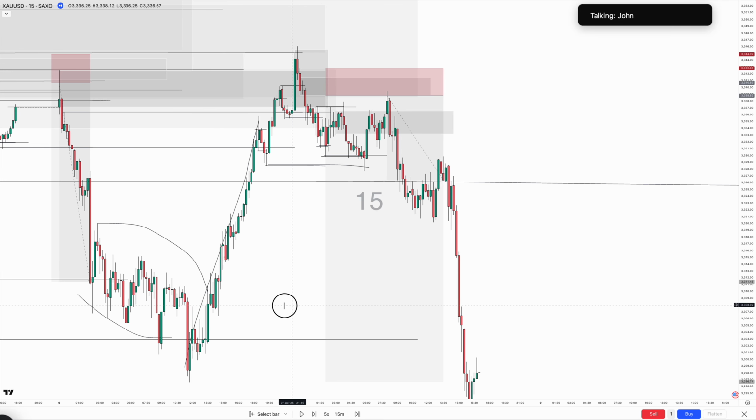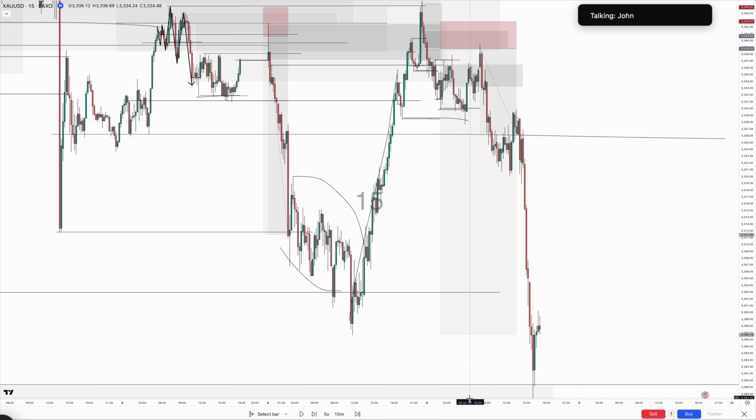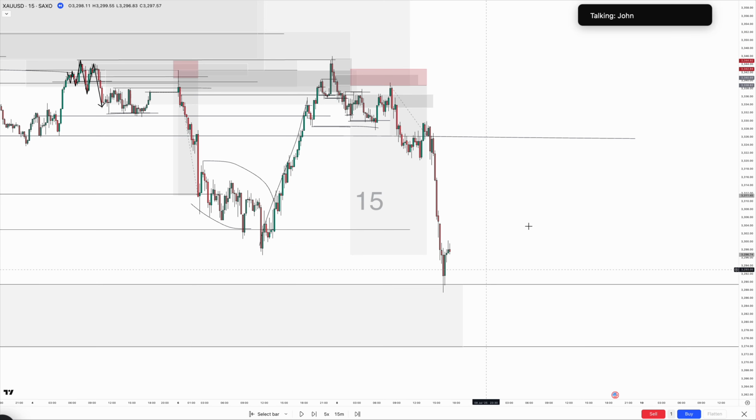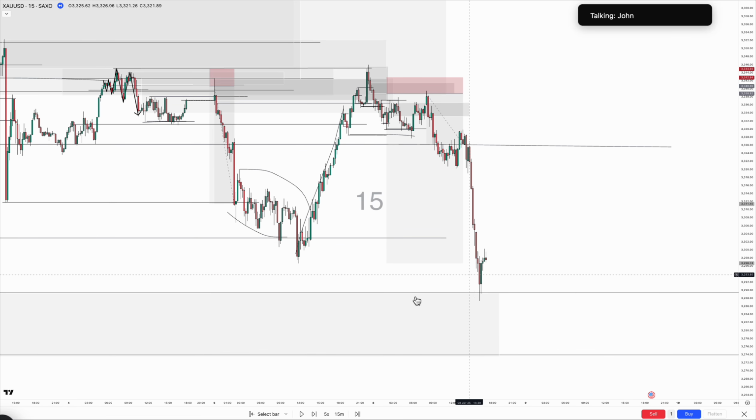Okay, that was a crazy sell, and then our buy level now got tapped. So the question is, is this buy valid enough?